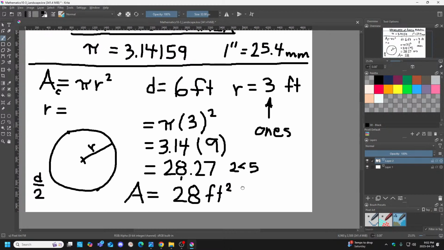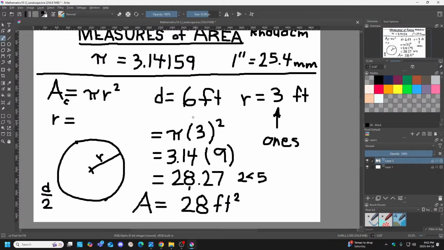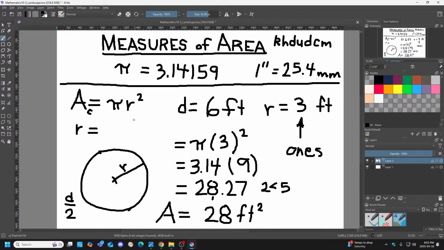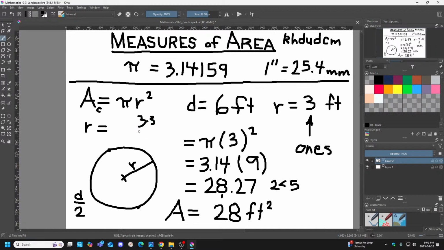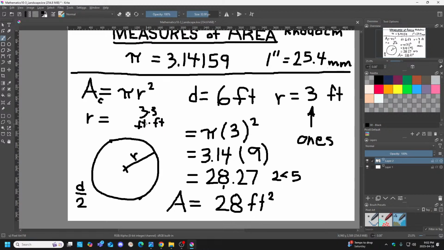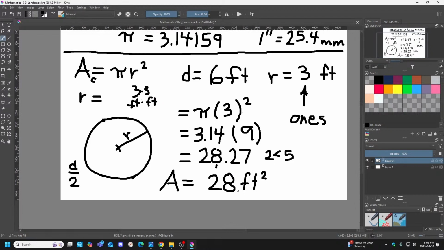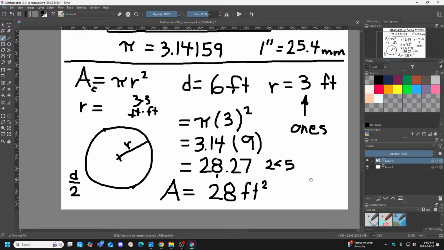Okay, remember guys, 3 squared is 3 times 3, which is feet times feet. That's technically speaking how that comes about. All right, I'm going to leave it at that.